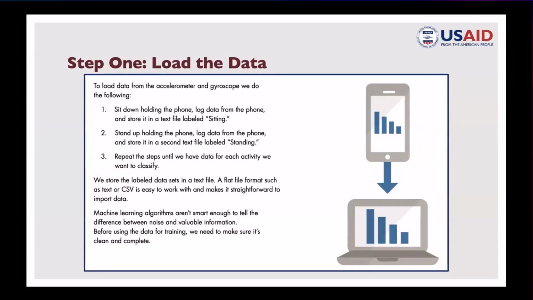So first things first, we have the accelerometer and gyroscope, which performs the following. Sit down holding the phone, log data from the phone, and then we label it sitting. Second, stand up holding the phone, and then we log again our data, and then we label it as standing. Third, we repeat the process and collect all the necessary data corresponding to what is the current activity of the person, and we label it properly. So the data set in this case will be in the form of a text file. So it can be saved as a text or CSV file, using something as simple as an Excel file, you can use that.